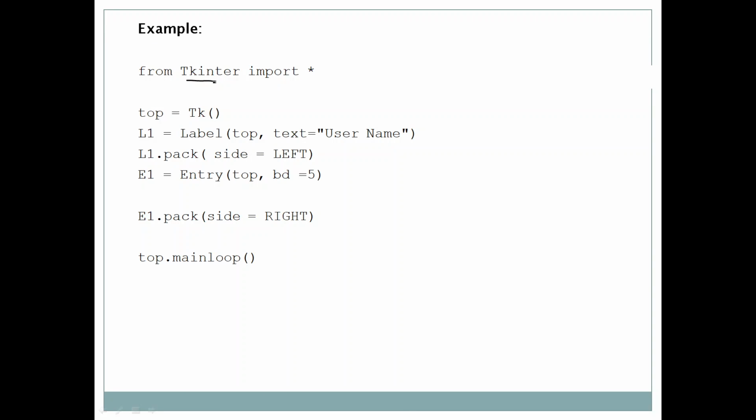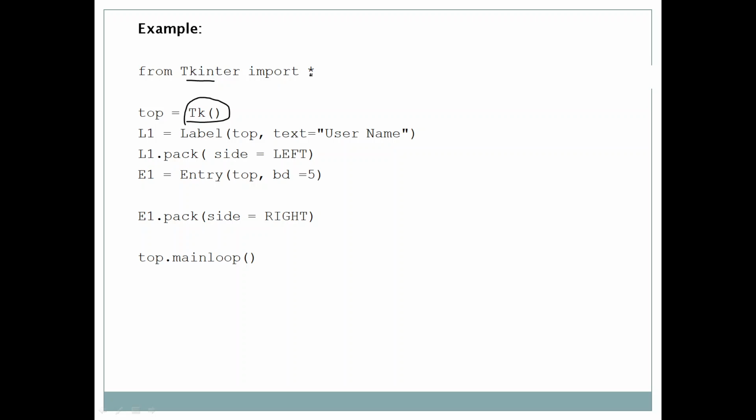So import tkinter, create the top level window. Now look at how the top level window is created. We haven't used tkinter.tk, but we have directly used tk because the import statement is a bit different now. Earlier we used the import statement import tkinter, so that is the reason we used tkinter.tk. But now we have used from tkinter import star, meaning all the properties of tkinter are directly included in the program, and can be used without the object name.